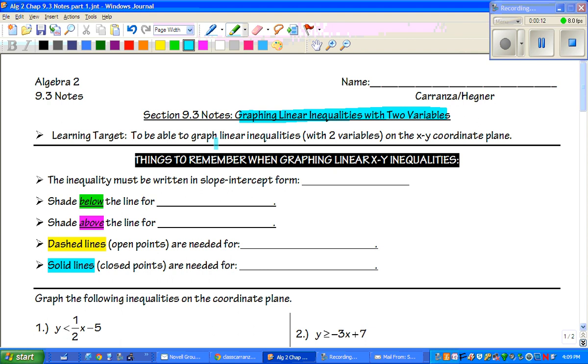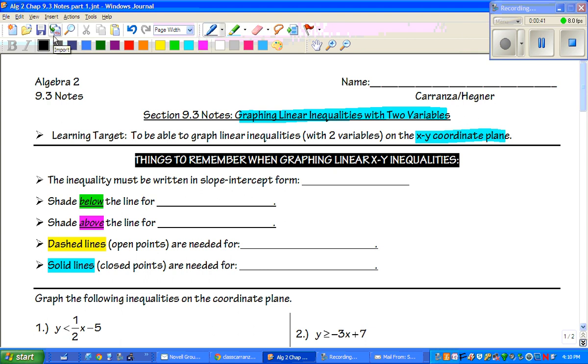Our learning target today is to be able to graph linear inequalities with two variables on the xy coordinate plane. Now, we have talked about graphing inequalities when it's like, is it open? Is it closed? Which way does it shade? Is it the middle? We've talked about those. We're pretty much doing the same thing, except now it's going to be on a coordinate plane.